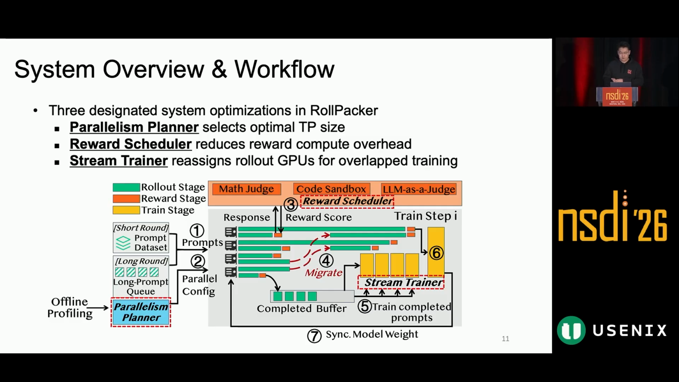So as rollout progresses, the stream trainer scales down idle rollout GPUs and reassigns them to training. In this stage, the stream trainer only computes gradients from completed responses, and after the rollout stage finishes, it collects the computed gradients, renormalizes them, and triggers a weight update synchronously.